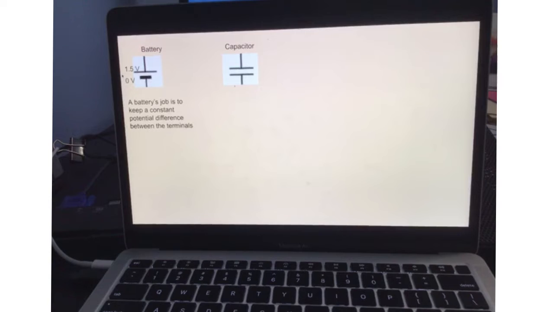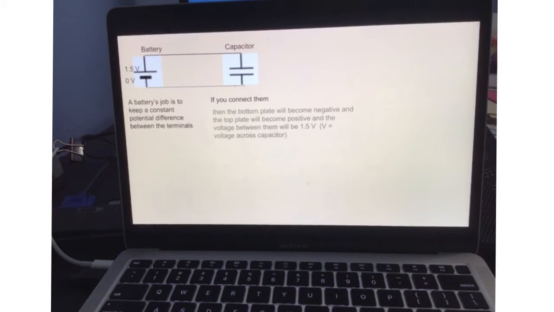Okay, so what happens if you connect these? Here are some wonky wires that I threw in there. The bottom plate will become negative and the top plate will become positive, and the voltage between them will be 1.5 volts, right? Where V is what we're going to call this voltage across the capacitor. That 1.5 volts is now our V across the capacitor. So there are our negative charges, there are our positive charges.